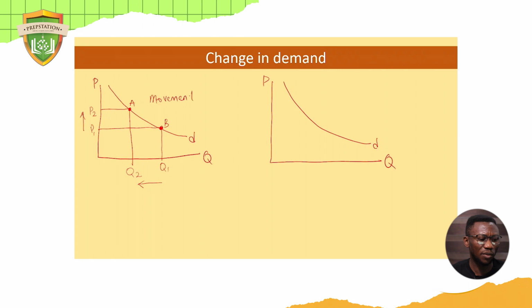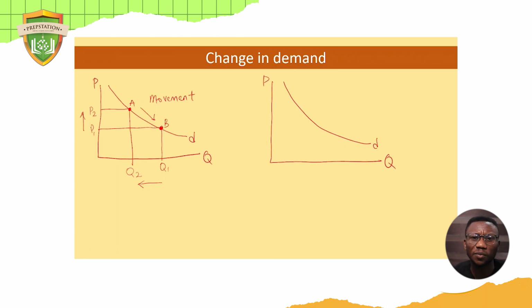This is a movement along the demand curve from point A all the way to point B. That's a movement along the demand curve. So if you look at the second diagram, we have this D. Now let's imagine that not just price, something else changes apart from price.